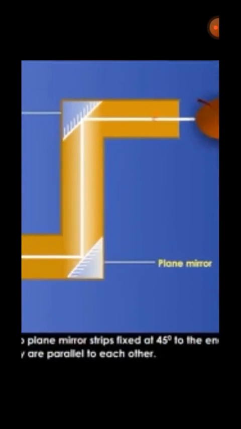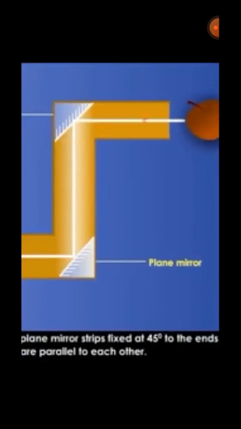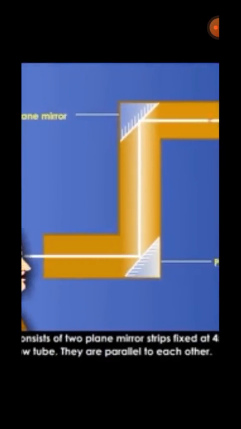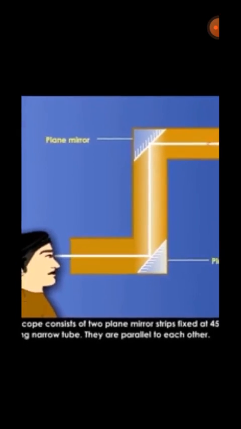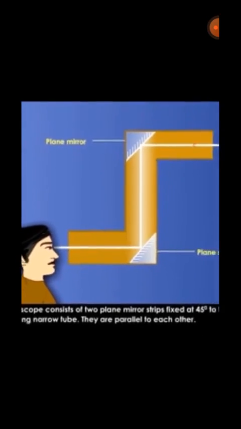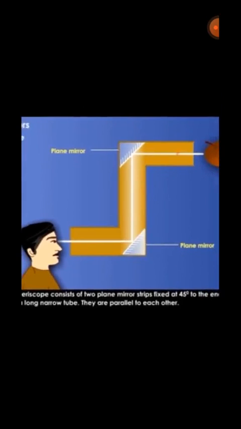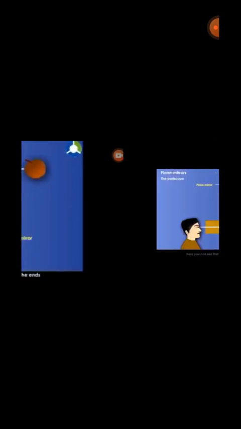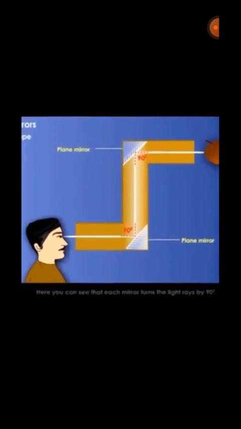So when the light rays from the object fall on the mirror, they get reflected straight to the second mirror, and the second mirror reflects it so that it can fall on the eyes of a person. Understood? In this way, the reflection has been formed. But in this process, the light rays are getting reflected at a 90 degree angle.